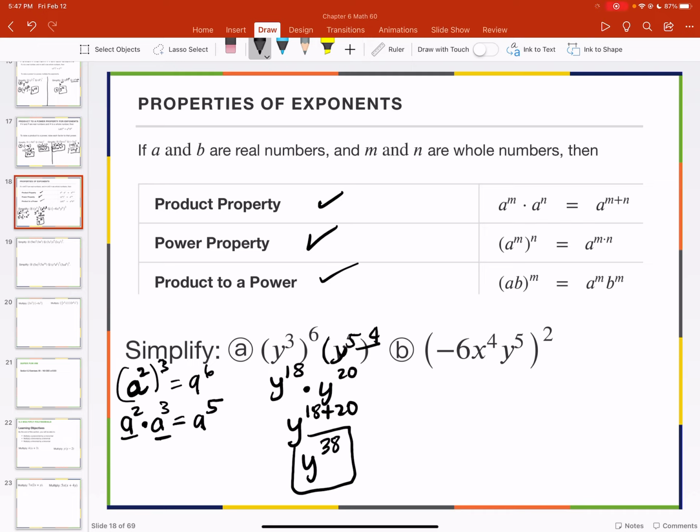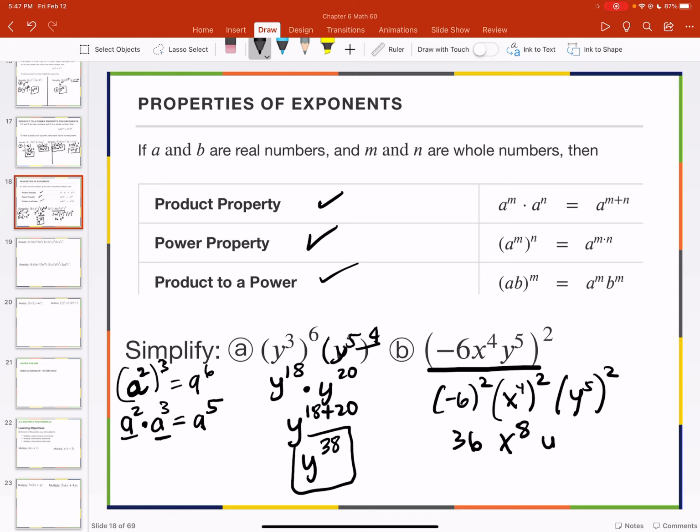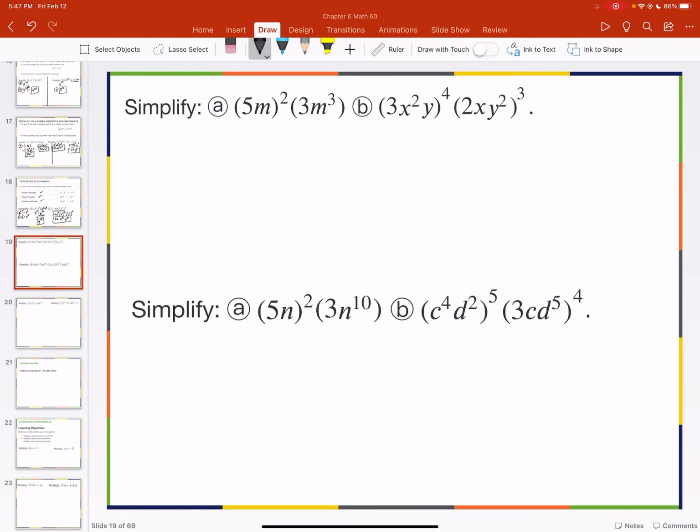All right. Okay, so for B, this would be negative 6 squared, x to the 4th power squared, y to the 5th squared. So this is 36, x to the power 8, y to the power 10. Okay, let's do a couple more.